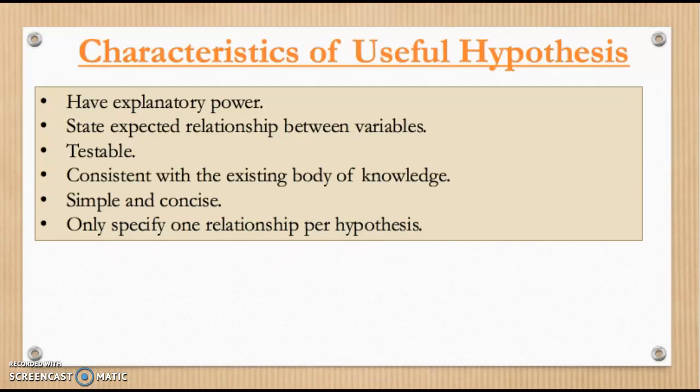Characteristics of a useful hypothesis. It must have explanatory power. A research hypothesis should state the expected relationship between variables. A research hypothesis should be testable and should be stated in such a way that it can be verified using statistical analysis. We will cover various statistical analyses used in hypothesis testing later in this course.